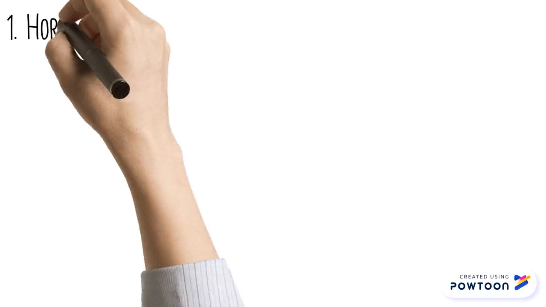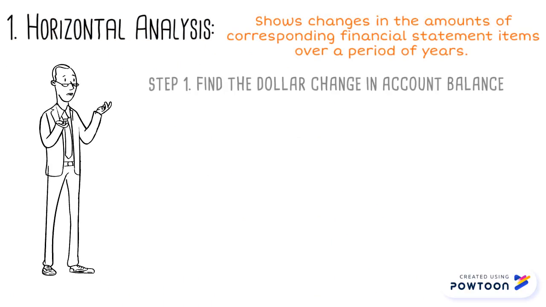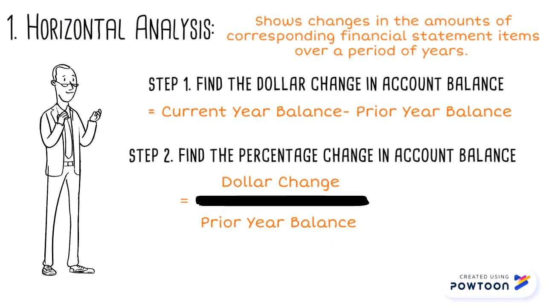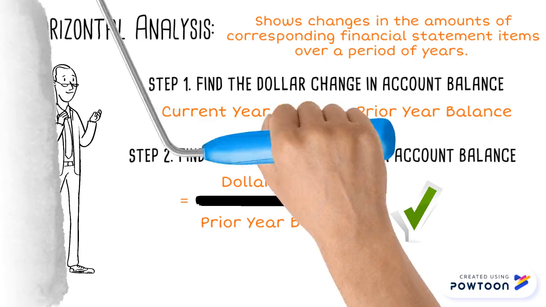Number 1. Horizontal analysis is a technique that shows changes in amounts of corresponding financial statement items over a period of time. It is calculated in 2 simple steps. Step 1. Find the dollar change in account balance, which is your current year balance minus prior year balance. Step 2. Find the percentage change in account balance, which is your dollar change divided by prior year balance.